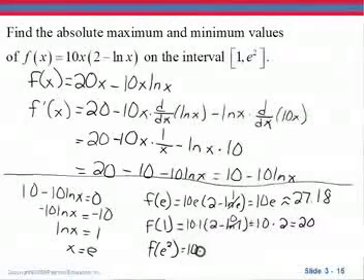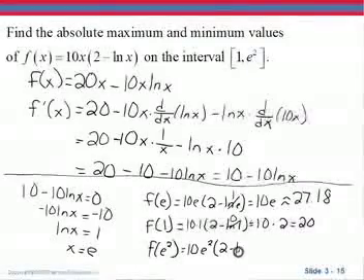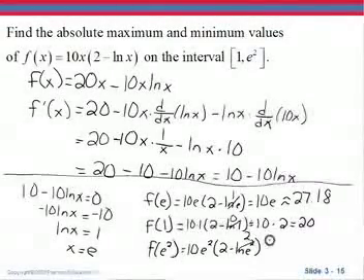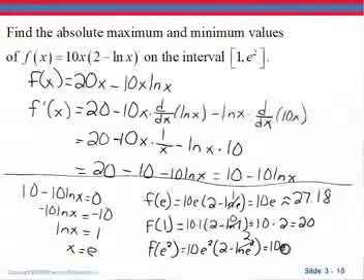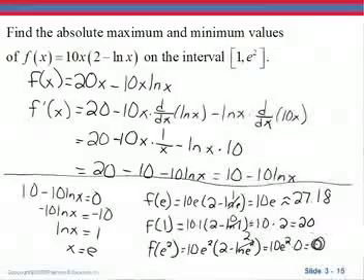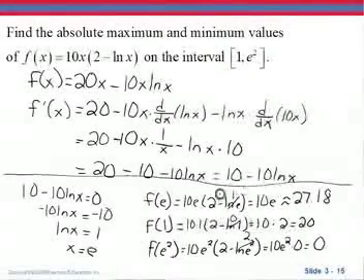So that's 10 times e squared times (2 minus natural log of e squared). Now the natural log of e squared is 2. So I have 10e squared times 0, which is 0. That tells us our absolute minimum value is going to be 0 at x equals e squared, and our maximum value will be approximately 27.18 at x equals e.